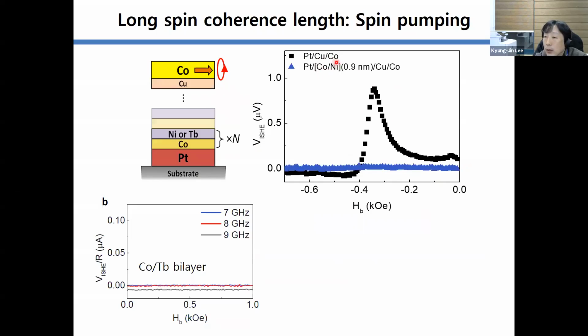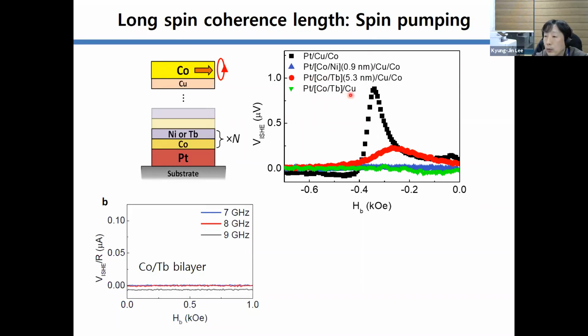And when we insert cobalt nickel about 1 nanometer between platinum and copper, all signal is gone, which means that transverse spin current originating from this top cobalt layer is almost absorbed at this interface. It cannot reach the platinum layer. But when you insert cobalt terbium 5 nanometer, we have a peak here, even reduced, which means that some portion of the transverse current still penetrates this cobalt terbium multilayer and reaches the platinum layer.